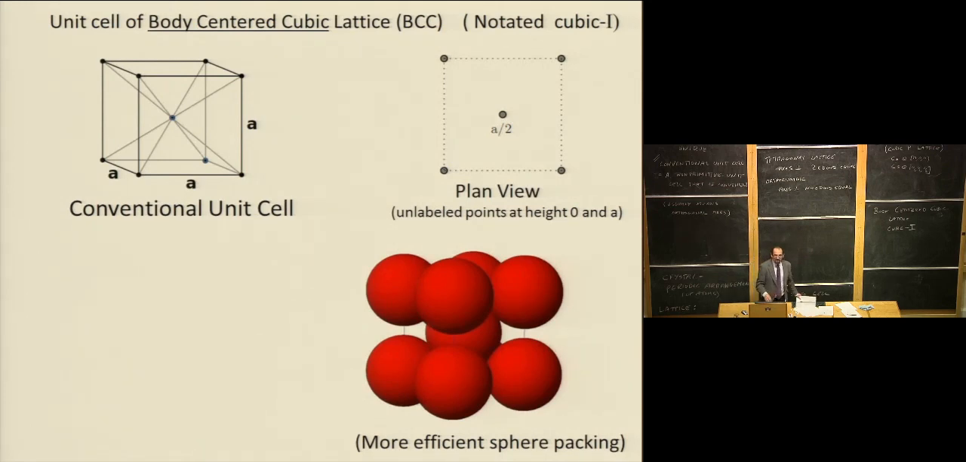So what is the coordination number? 8. Okay, yeah, it's 8. If you pretend you're the guy in the middle here, then you have 8 neighbors. What's less obvious is that if you happen to be one of these guys in the corners, you also have 8 neighbors. Every point here is identical.